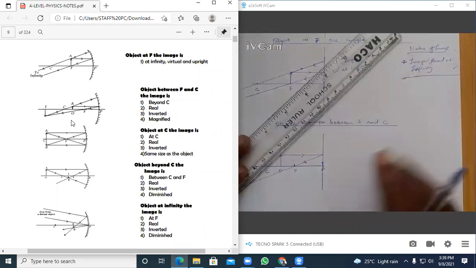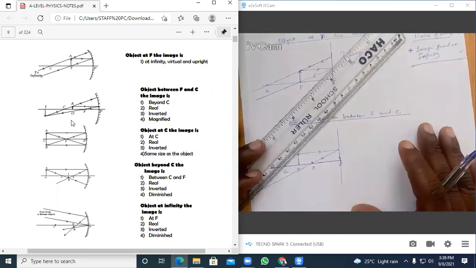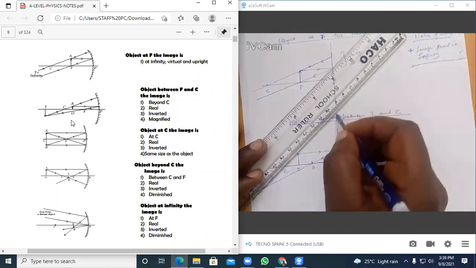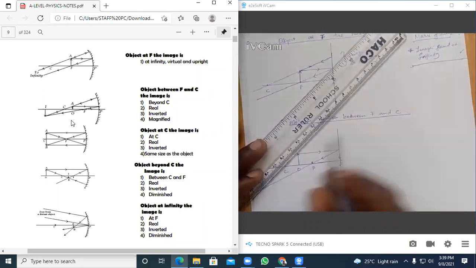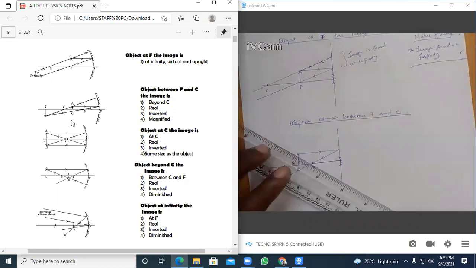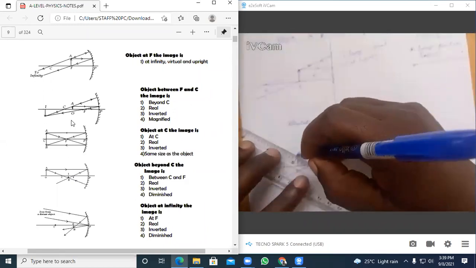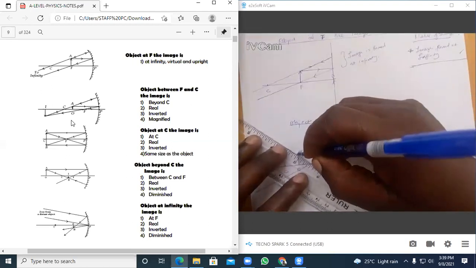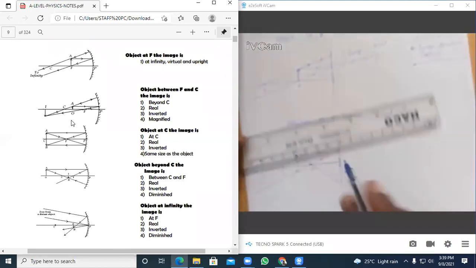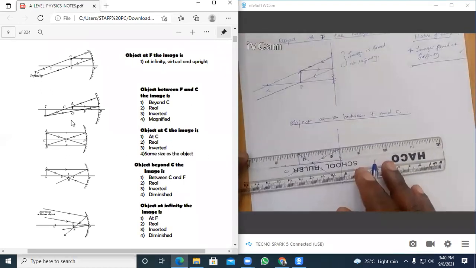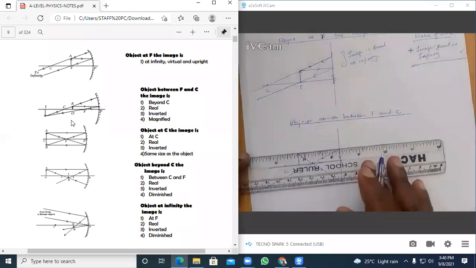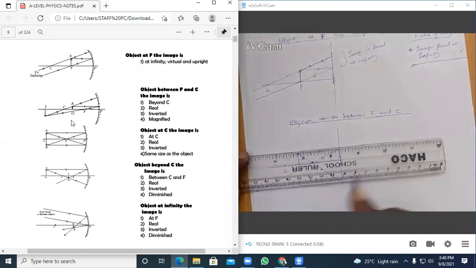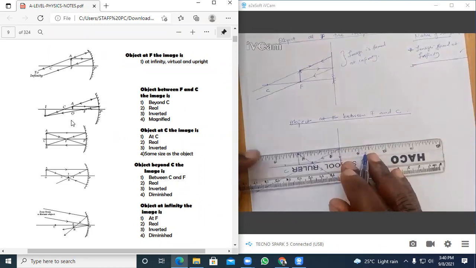Are we together? Then the other ray here. I know if I use this one I will get the answer, but you see where this one is, so I will not use that ray here. But I'm going to use the second ray, a ray that comes through the principal focus is reflected as a ray parallel to the principal axis. So this is the ray, like that. So it must be parallel.